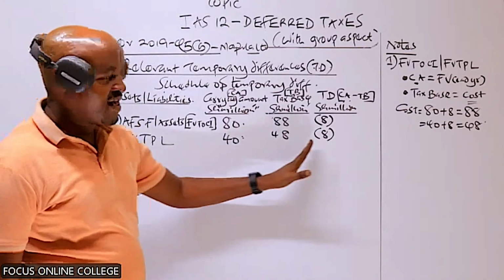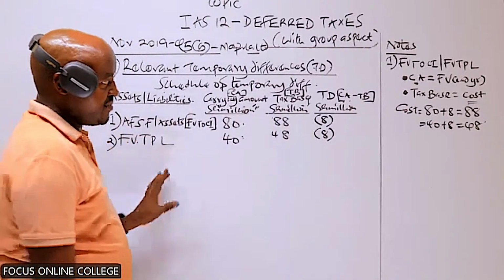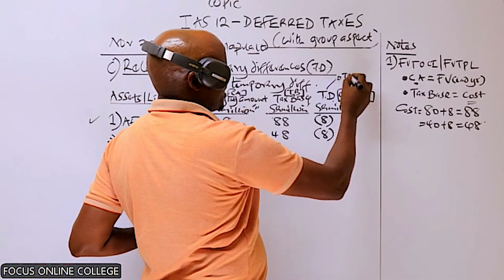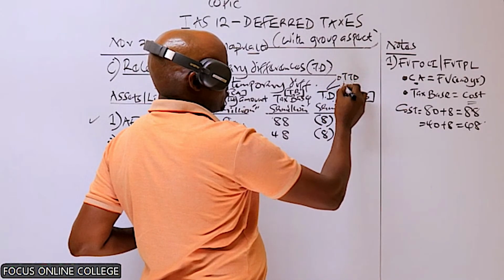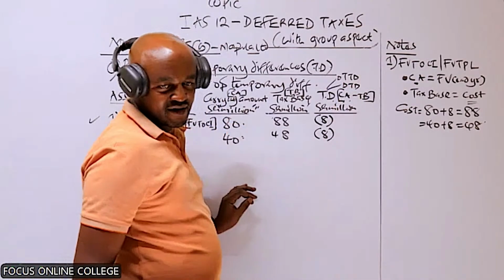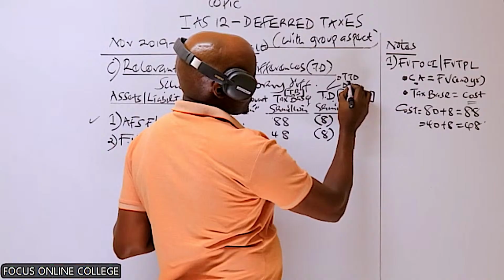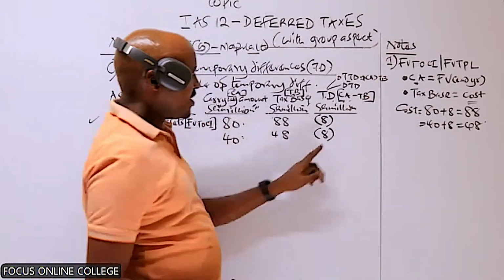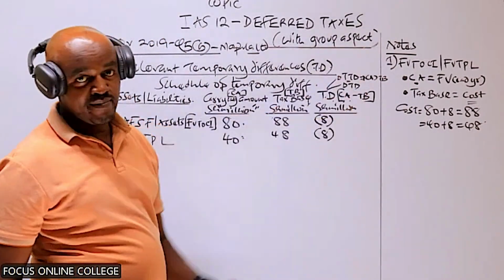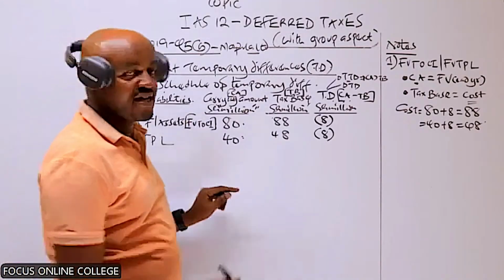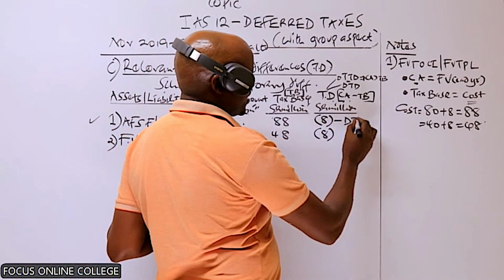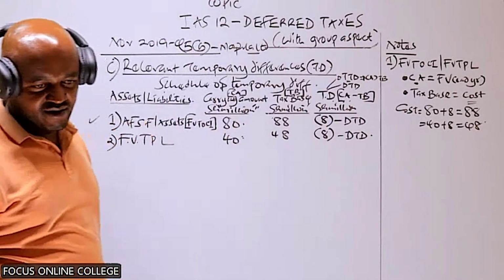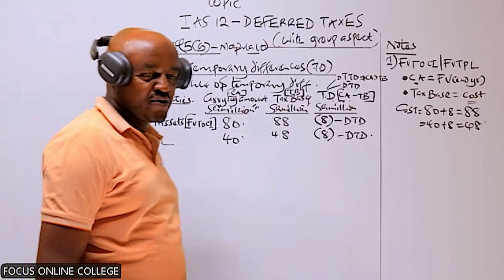And because these are negatives, if you can recall, we have said that we have 2 types of temporary differences: the taxable temporary difference and the deductible temporary difference. A temporary difference is taxable where the carrying amount is more than the tax base. In other terms, if you get a positive figure here, that is a taxable temporary difference. But if you get a negative figure, it's a deductible. So this, because it's negative, is a deductible temporary difference. And basically, we are done with point number 1.